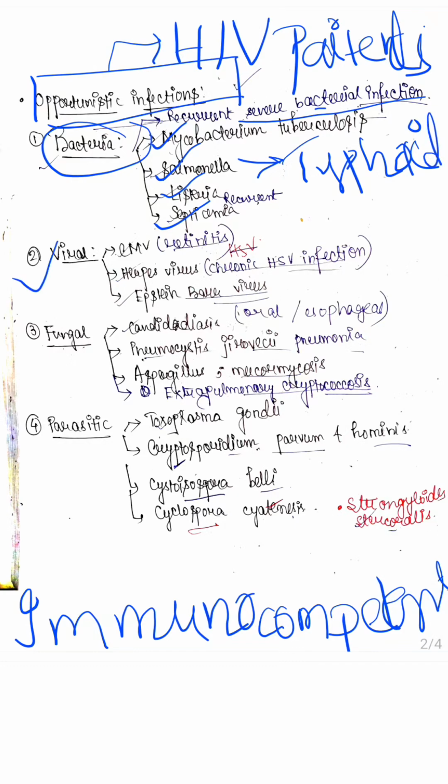Next is viral. Viral, we have cytomegalovirus causing retinitis, herpes virus causing chronic HSV infection, and again we have Epstein-Barr virus which can cause infectious mononucleosis. The 3 of them I've mentioned here are very important. Other viral infections can also be there, but these 3 are very important. Next comes our fungal.